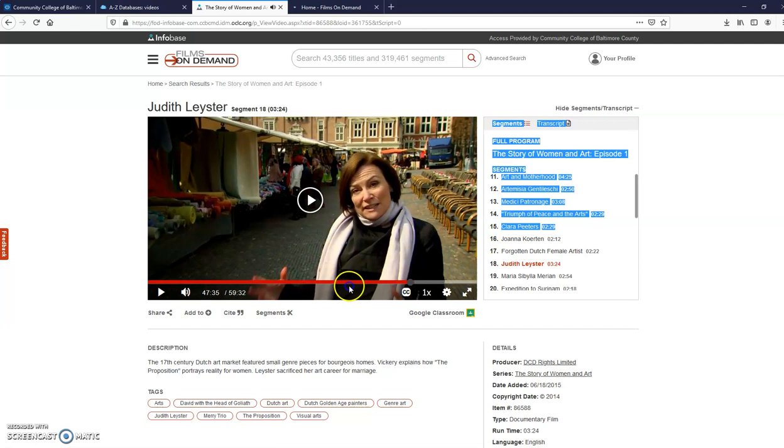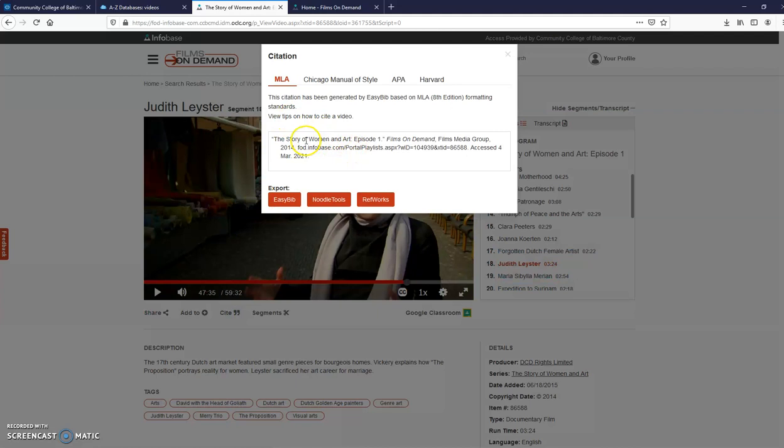The reason why the citation is not perfect is that if you were just using this segment, what would go into the quotation marks would be the name of the artist, this little chapter, Judith Leyster. The container would be the larger episode, The Story of Women and Art. And then the larger container above that would be Films on Demand. So even though sometimes the databases give you slightly imperfect citations for your works cited at the end of your paper, at least it gives you a start.